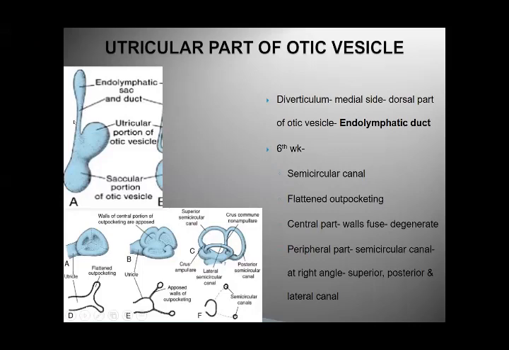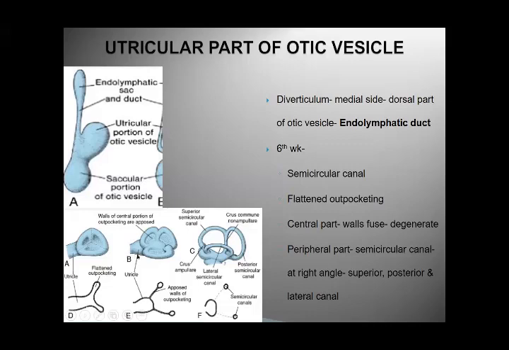Now, what happens is in the 6th week, from this utricle, flattened outpocketings, 3 outpocketings, arise from here. These outpocketings are like this. The utricle is in the center, and these 3 outpocketings arise from it. They are double layered. This is what they are.